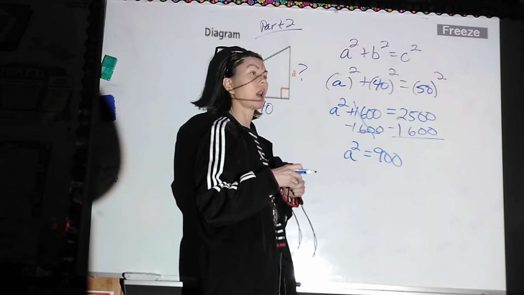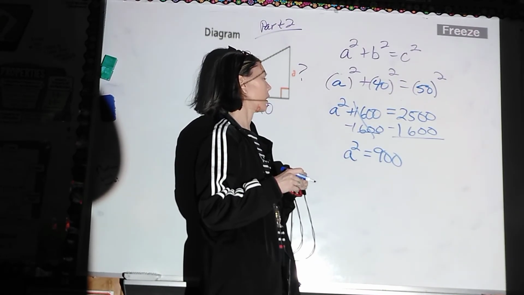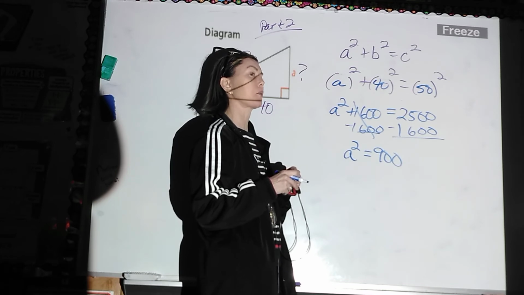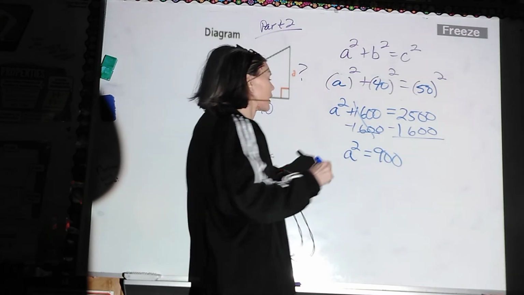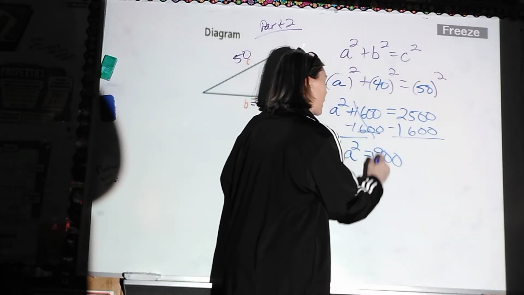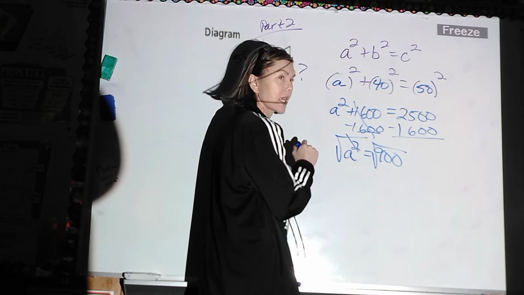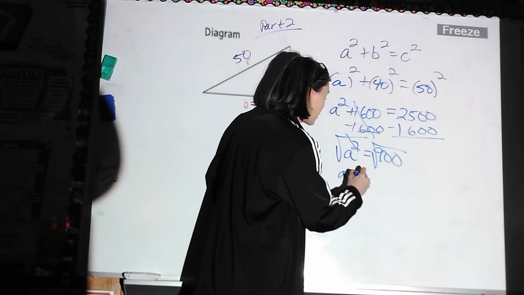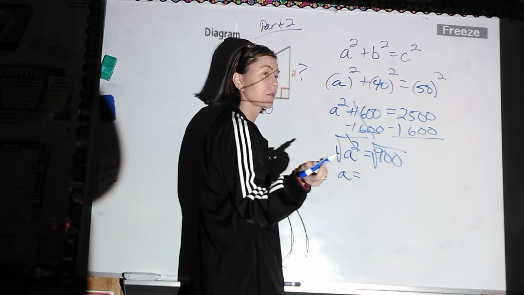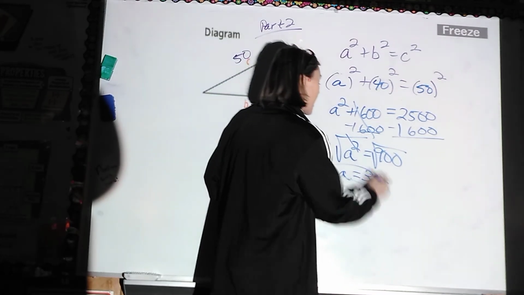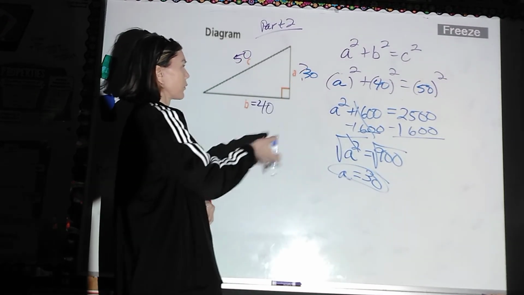Have we solved for A? No. What is the only final step we have to do to get the A all by itself? Take the square root. So do it now. Square root, and whatever we do to the left side of the equal sign, we also do to the right. That cancels. Bring down your A, and I believe this is a perfect square. So the square root of 900 is 30, and there you have it. So what is our A? 30. So we have 30, 40, 50.